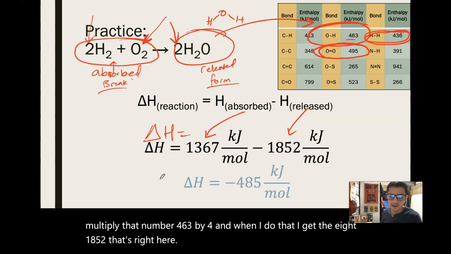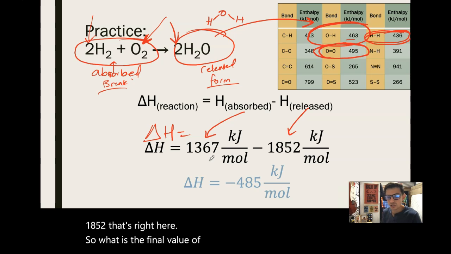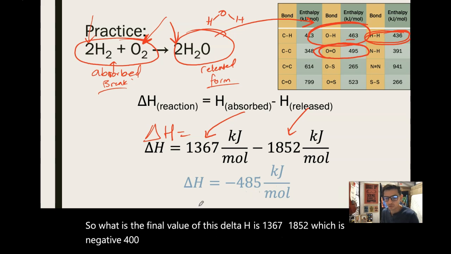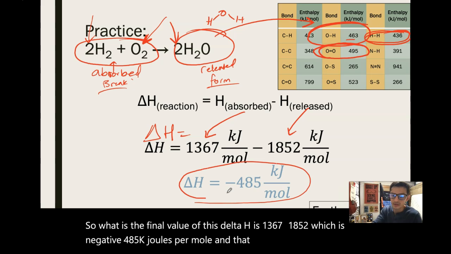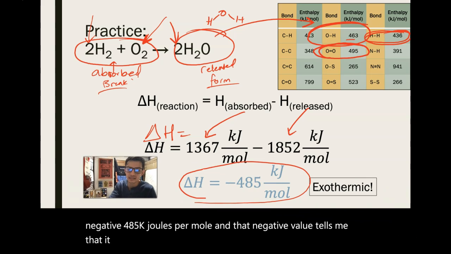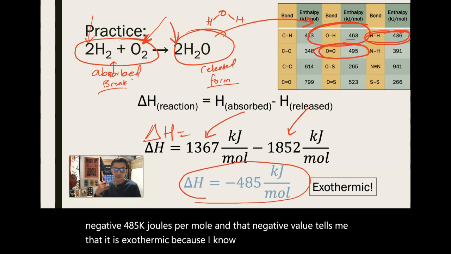So what is the final value of this? Delta H is 1367 minus 1852, which is negative 485 kilojoules per mole. And that negative value tells me that it is exothermic, because I know that anytime I have a negative delta H, it's going to be exothermic.